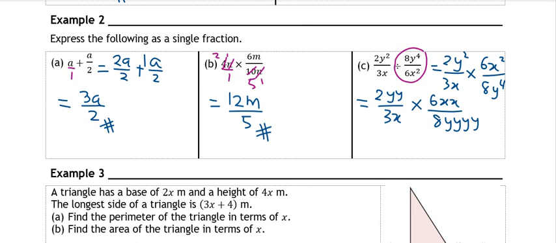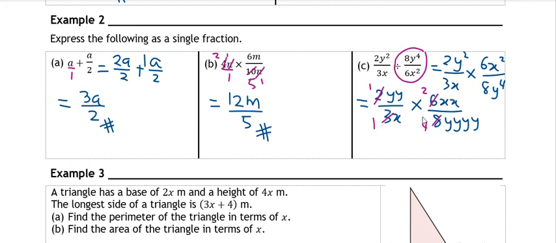Now let's solve the numbers first. 2 over 3 times 6 over 8. You can cancel 2 and 8. 2 will become 1 when divided by 2, and 8 divided by 2 will be 4. And then 6 divided by 3 will be 2, and 3 divided by 3 will be 1.